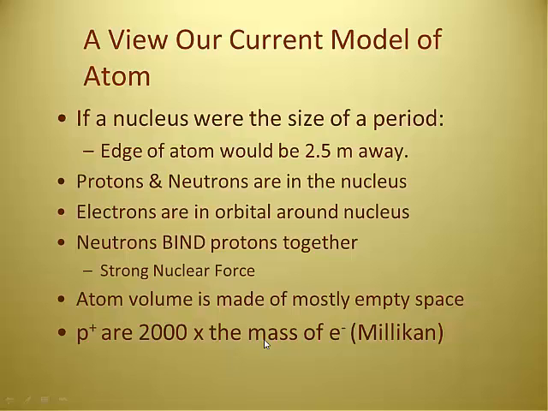Oh, by the way, guys, we told you that Millikan was responsible for something. This is what Millikan's responsible for. He figured out that the mass of the electron is 1/2000th that of the proton. He did the charge to mass ratio and found the mass, didn't he? That's a real big difference. The proton is 2,000 times more massive than the electron.